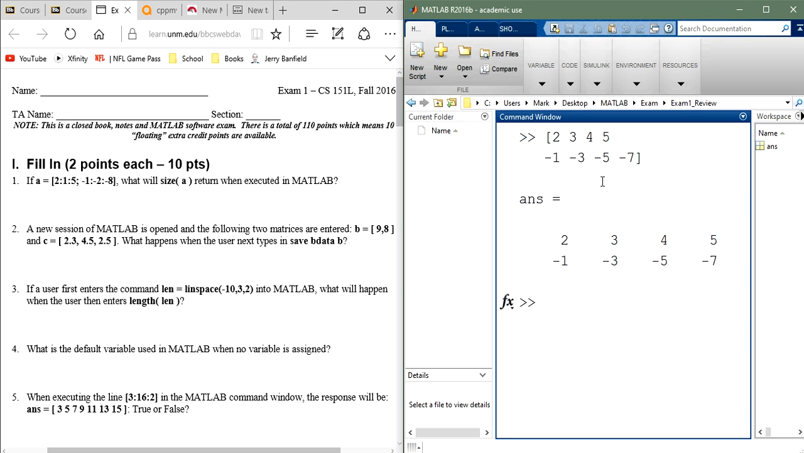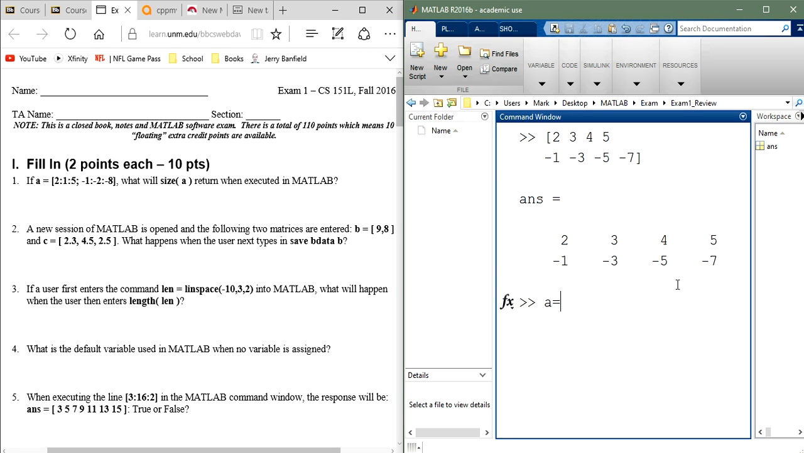So here's our matrix, and it's asking what will size A return when executing in MATLAB? Well, we didn't set size A equal to anything, so we know our default should be ANS. The size function returns how many rows and how many columns there are. So we can see that there are 2 rows and 1, 2, 3, 4 columns. So it should return ANS is equal to 2 space 4.